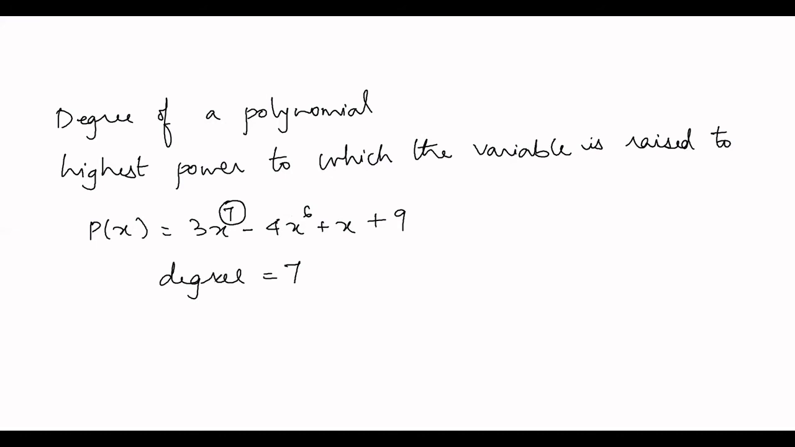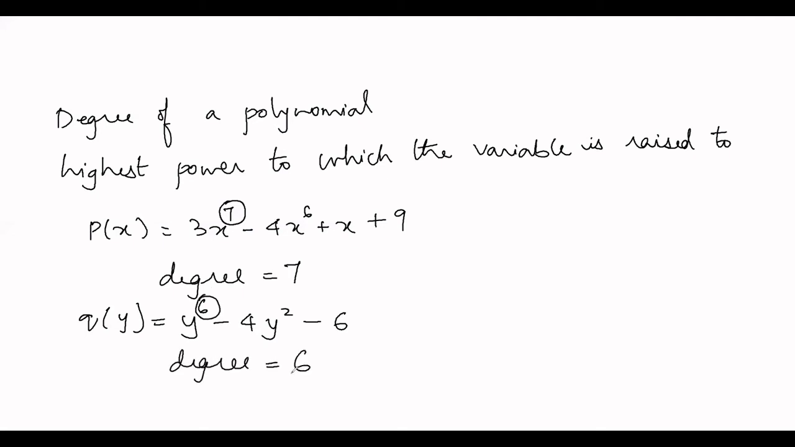Let's take another example here. Say q of y is equal to y power 6 minus 4y squared minus 6. So here the variable is y and the highest power of y is 6. Therefore, the degree is equal to 6.